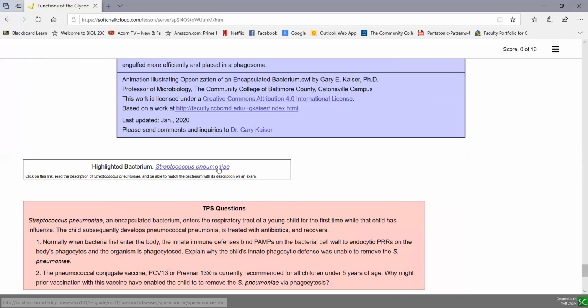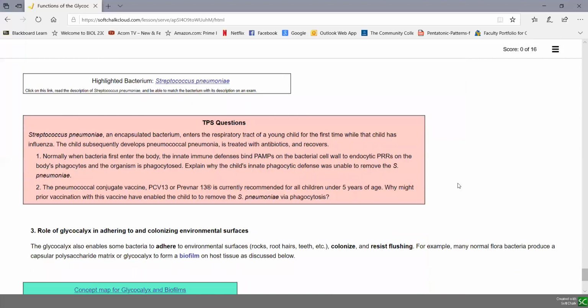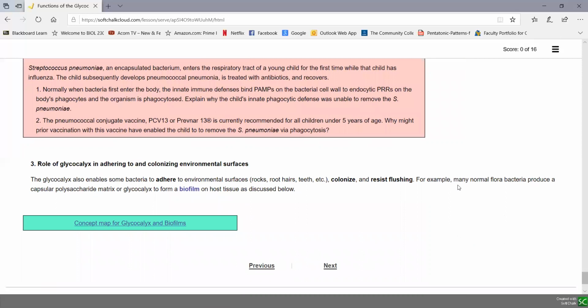And here we have our highlighted bacterium, the Pneumococcus Streptococcus pneumoniae, as an example of an encapsulated bacterium that resists phagocytosis with a capsule. Now, the other important function of the glycocalyx is that it can allow bacteria to adhere to and colonize environmental surfaces.